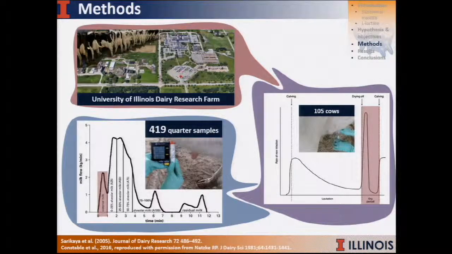We collected around 419 quarter foremilk samples from 105 cows at the last week of lactation. So why did we pick this time? Because, as you can see on this figure, the highest rate of new infection occurs at dry off. We used the foremilk, or the cisternal milk, and we collected the milk sample within 50 seconds from touching the udder, because the foremilk is considered the most predictive fraction of the milk used for diagnosis of subclinical mastitis.